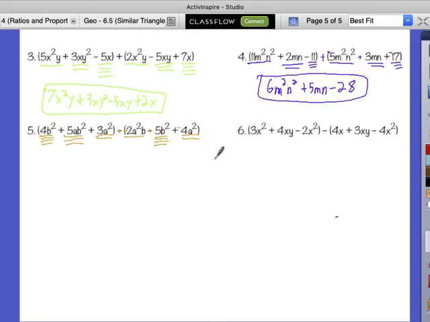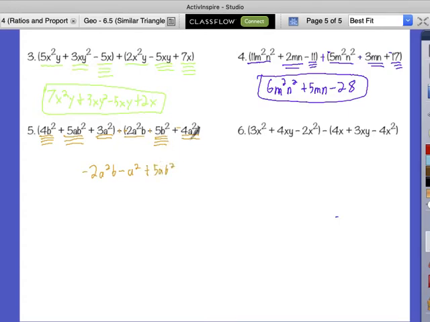Any questions on how I ordered those? I know it can get pretty confusing. So then we look through. One underline, that's only one of them: negative 2a squared b. Two underlines: 3a squared and negative 4a squared. 3 minus 4 is negative 1, or negative a squared. 3 underlines: 5ab squared. That's it. So just plus 5ab squared.